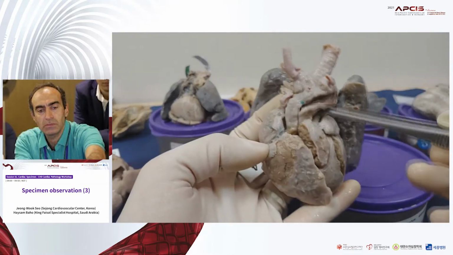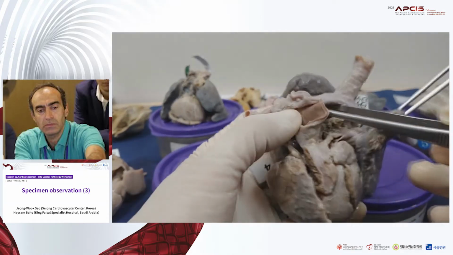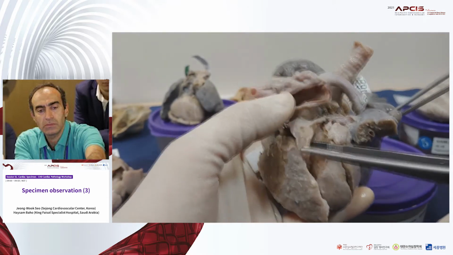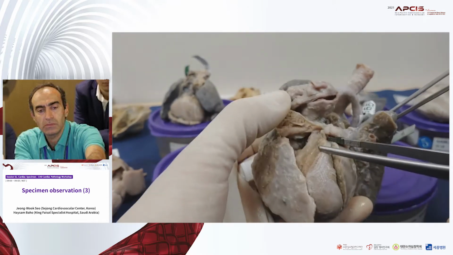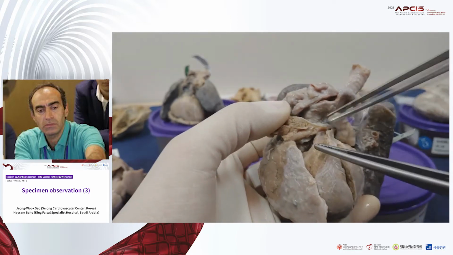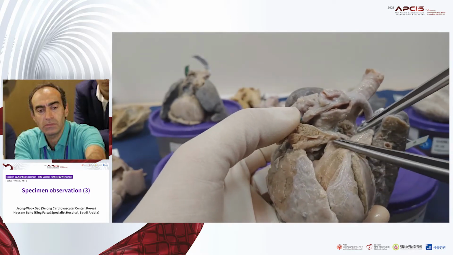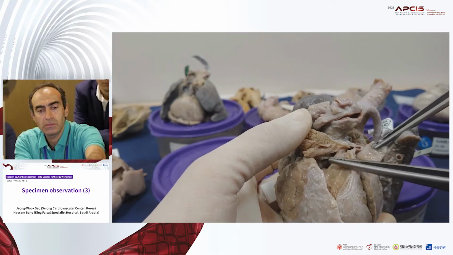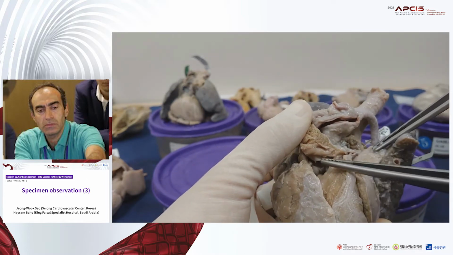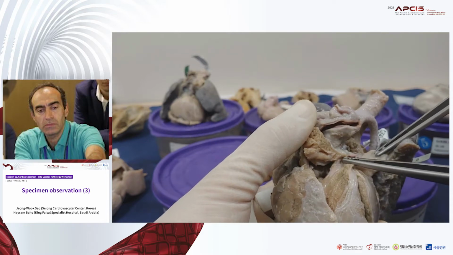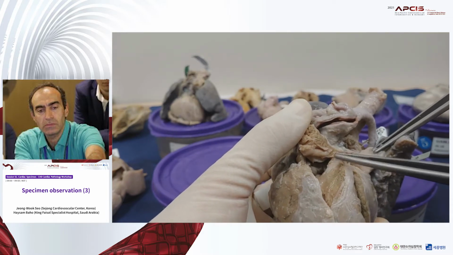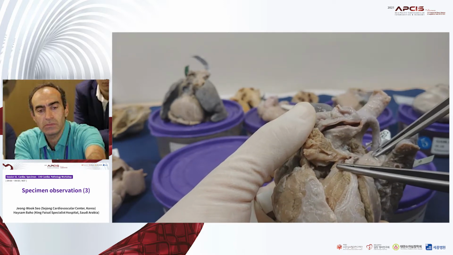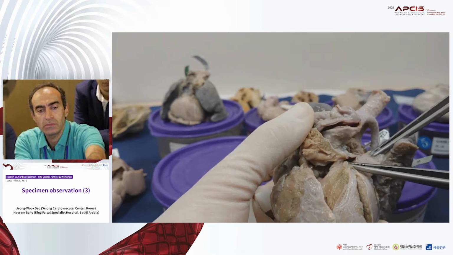Okay, the next specimen is another variation of tetralogy of Fallot. Here the aorta is large, and the pulmonary artery is small and hypoplastic. If we open the right ventricle and trace the right ventricular outflow tract towards the pulmonary artery, we see that the outlet septum is defective in this case. So the pulmonary artery, the VSD and the aorta are on the same level, and this is the defect communicating both to the aorta and to the pulmonary artery.